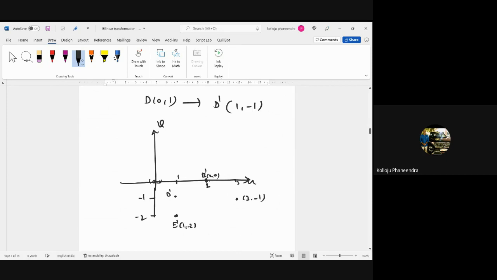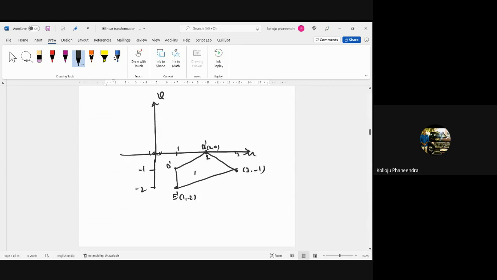Okay. Now join all these points. This one and this one and this one and this one. Translated. That means the rectangle. This is R dash.